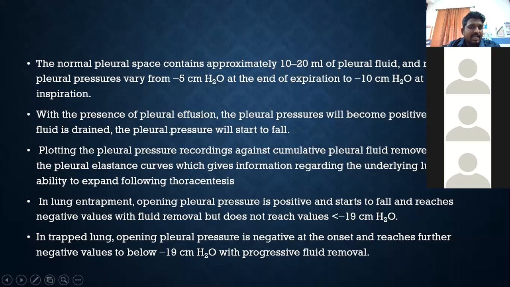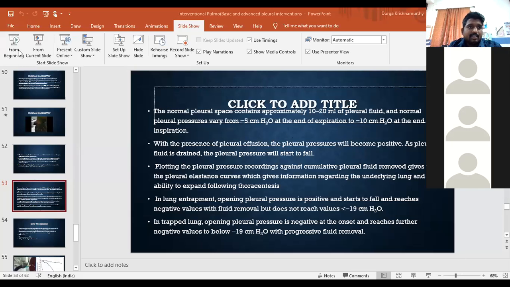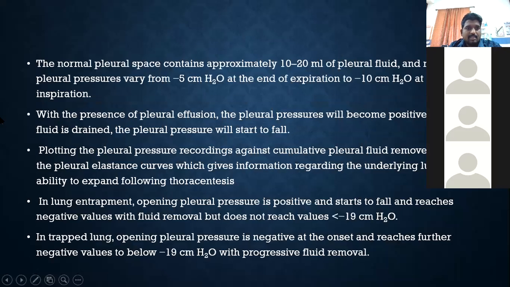As the pleural fluid is drained, the pressure will start to fall from the positive to the negative side. So plotting the pleural pressure recording against the cumulative pleural fluid removed gives us a pleural fluid elastance curve, which gives us information regarding the underlying lung and the ability of the lung, whether the lung will expand or not.